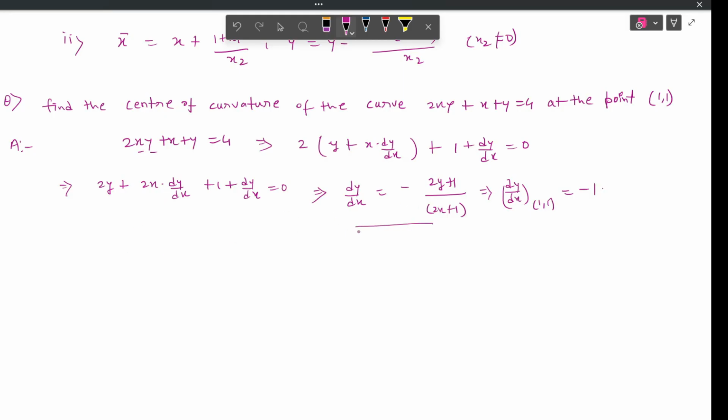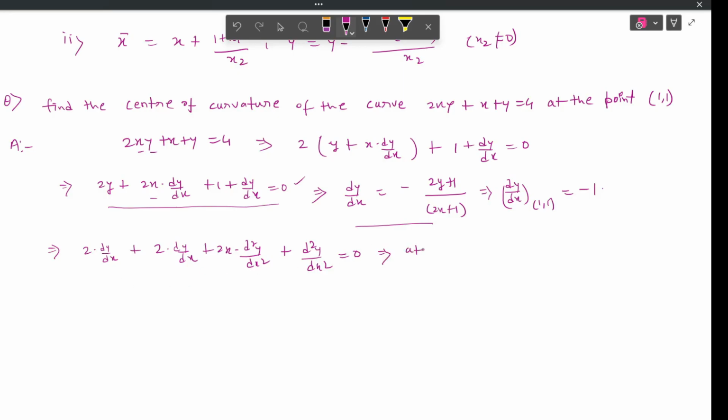Now you can differentiate both sides with respect to x. Okay, let's differentiate this side. It will be easy. So it will be twice dy by dx plus, you have to apply the u into v rule. So twice dy by dx, differentiation of x is 1, plus 2x into d2y by dx2, plus differentiation of 1 is 0, and dy by dx differentiation is d2y by dx2, equals 0.